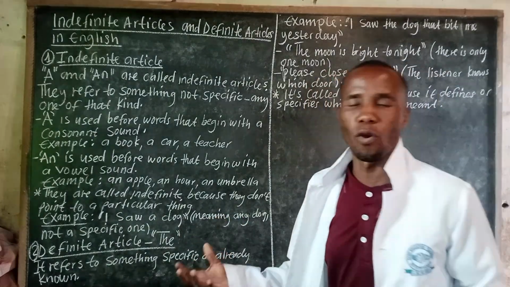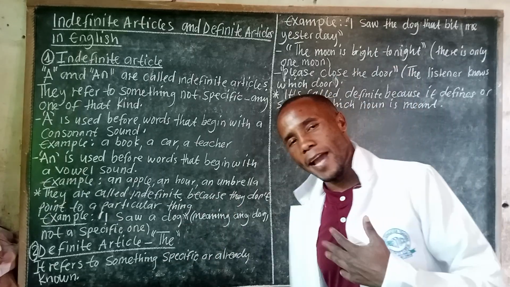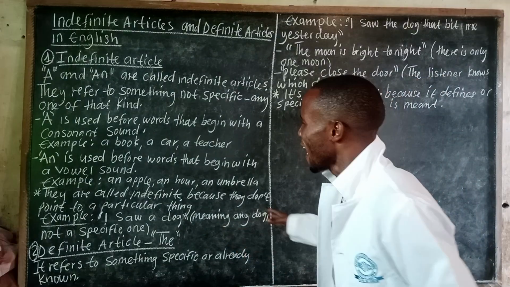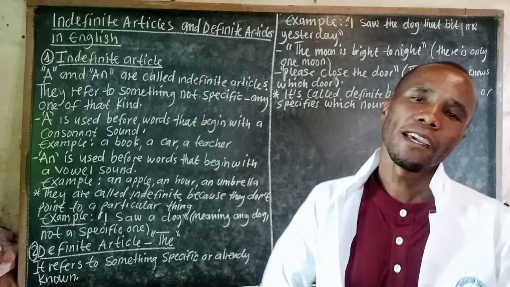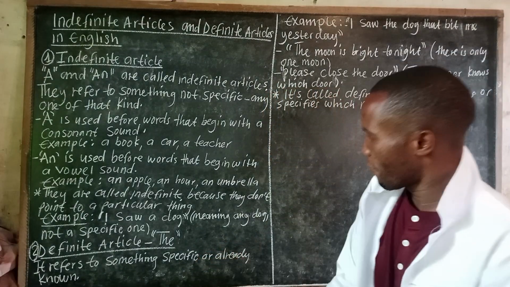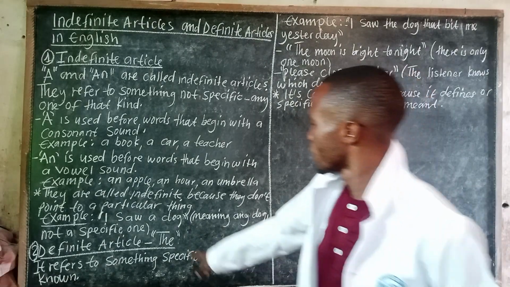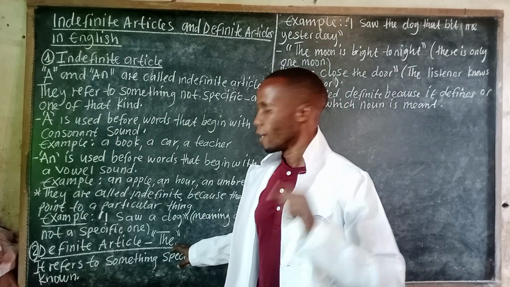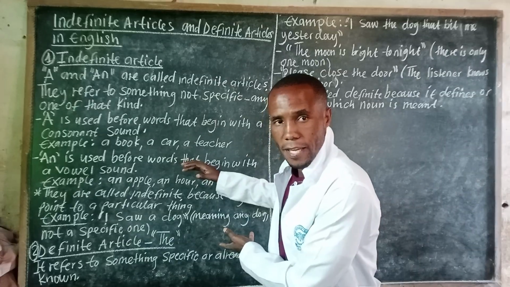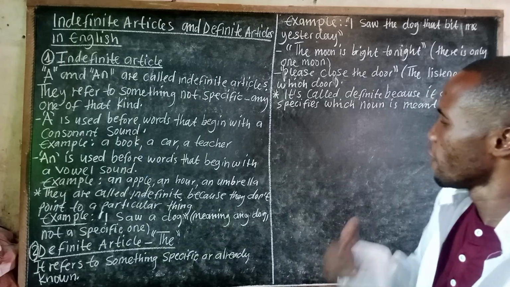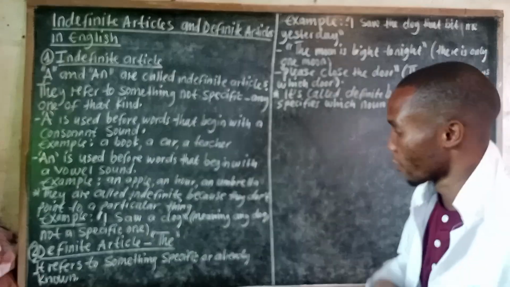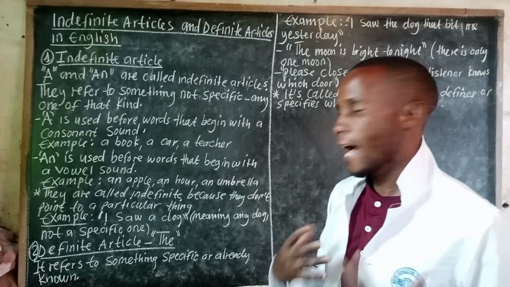So when you say I saw a dog, we don't know which type of dog. Is it black? What did that dog do for it to be described specifically? It means any dog, not a specific one. Okay, so now let's come to the definite article, which is the. What's the difference? The definite article is just the opposite of what I was talking about in the indefinite article. It refers to something specific or already known.